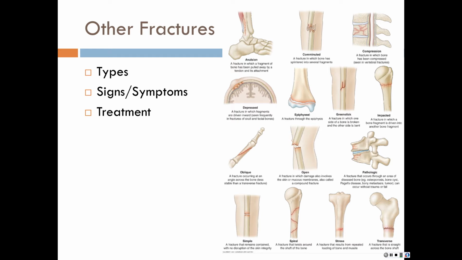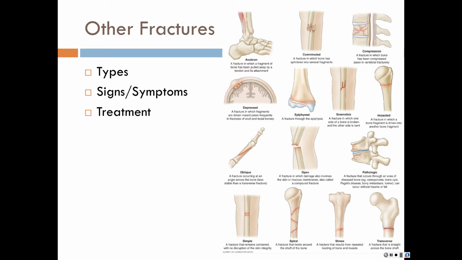Signs and symptoms: pain, deformity, and swelling are going to be your most common initial signs and symptoms. A lot of times that pain gets worse after about 20 minutes because of muscle spasms happening around the fracture. So the pain can intensify in those 20 minutes. You usually have a loss of function. Say you break your wrist, you're unable to open and close your hand anymore. That's common.